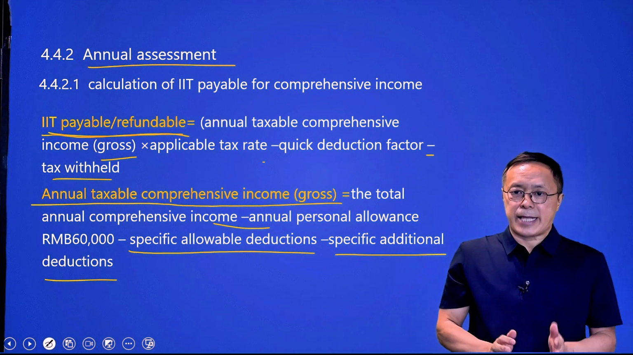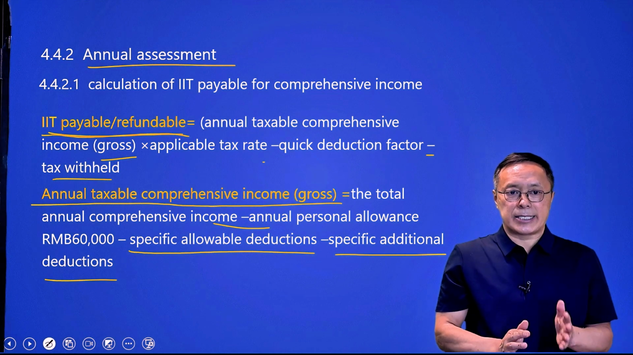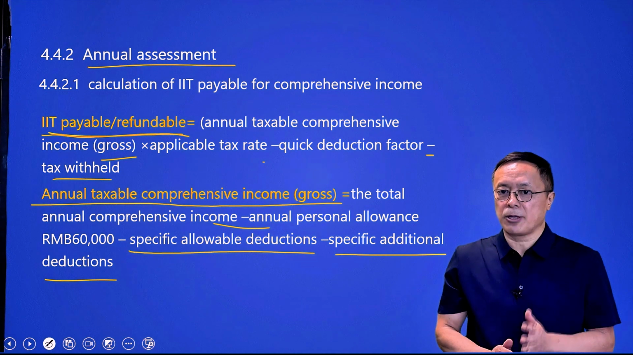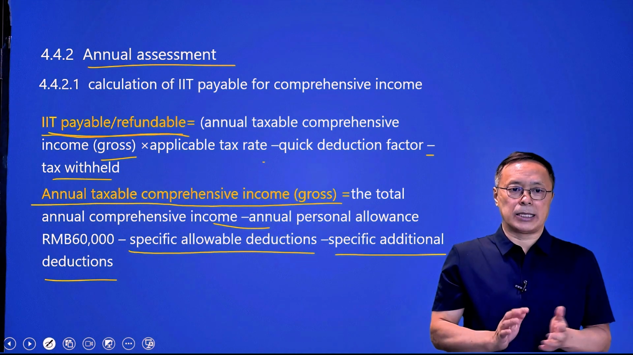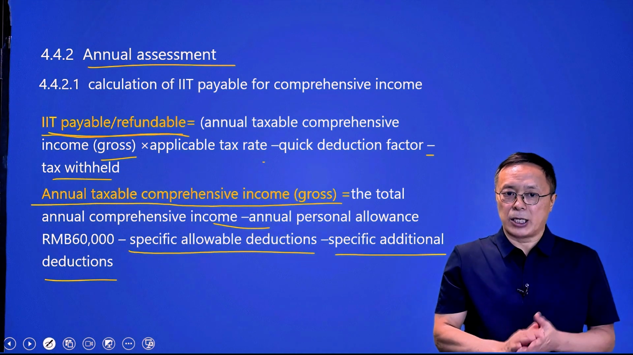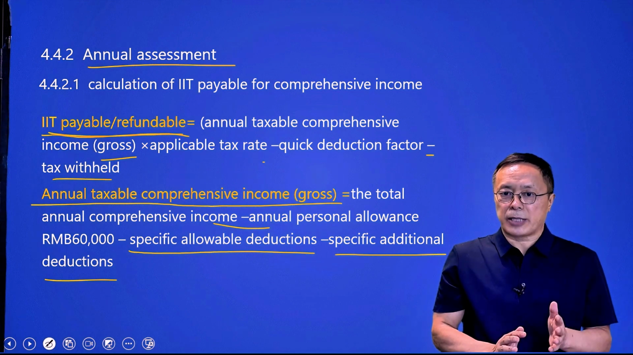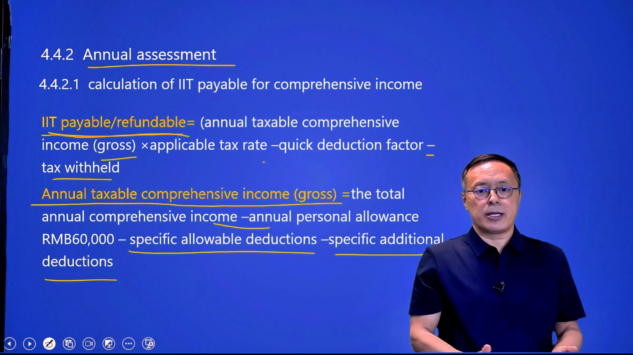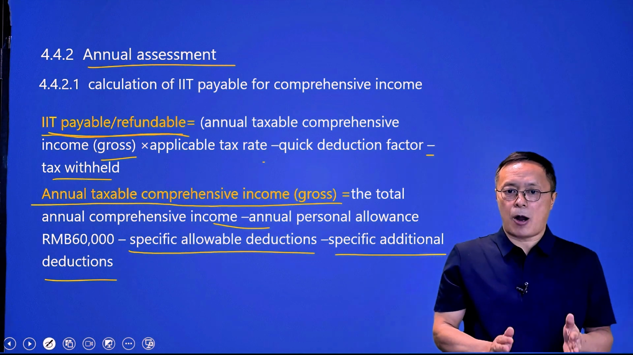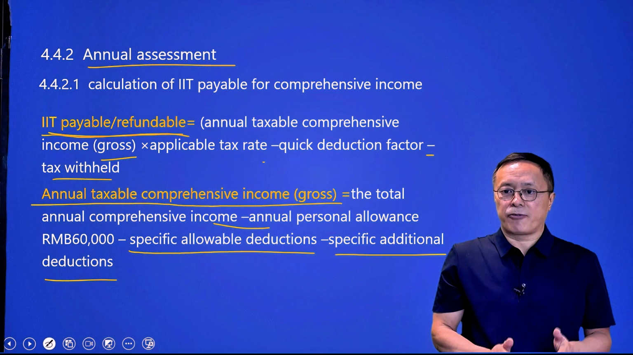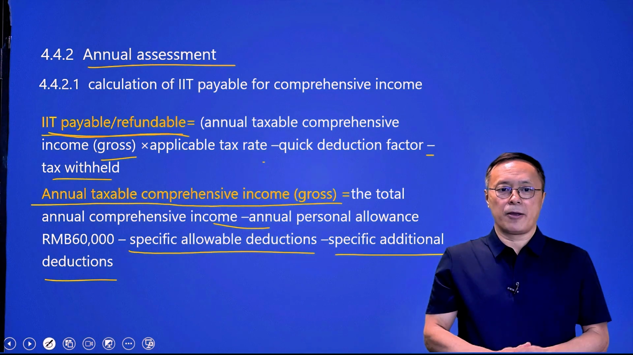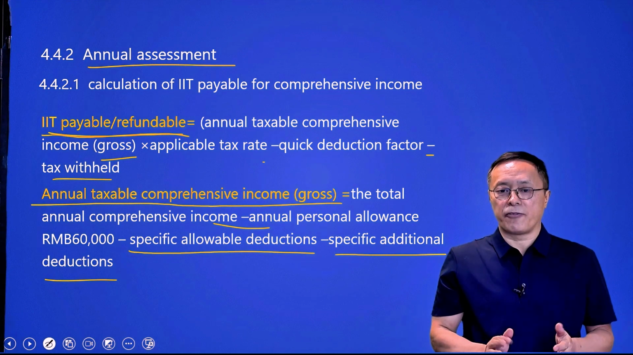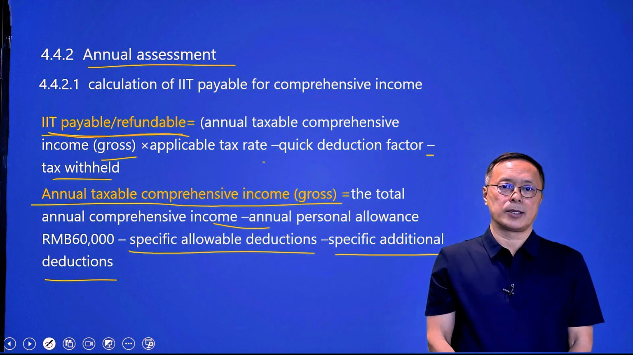Through the above formulas, we can understand that the annual assessment is essentially a process of summarizing the full comprehensive income for the entire year, deducting various applicable items, and calculating the annual tax payable based on the unified tax rate. Subsequently, we deduct the taxes already withheld and prepaid for January to December. Finally, we determine the taxes that need to be paid or refunded.